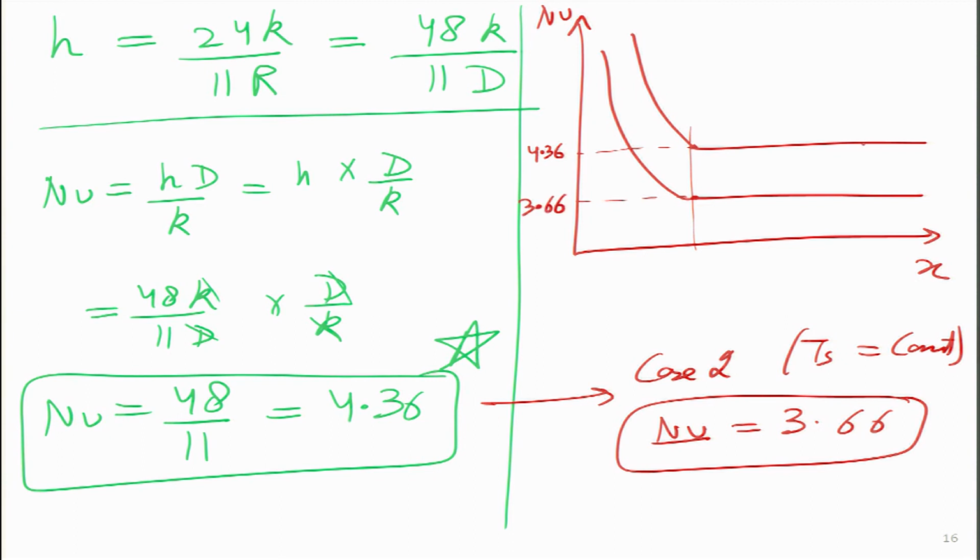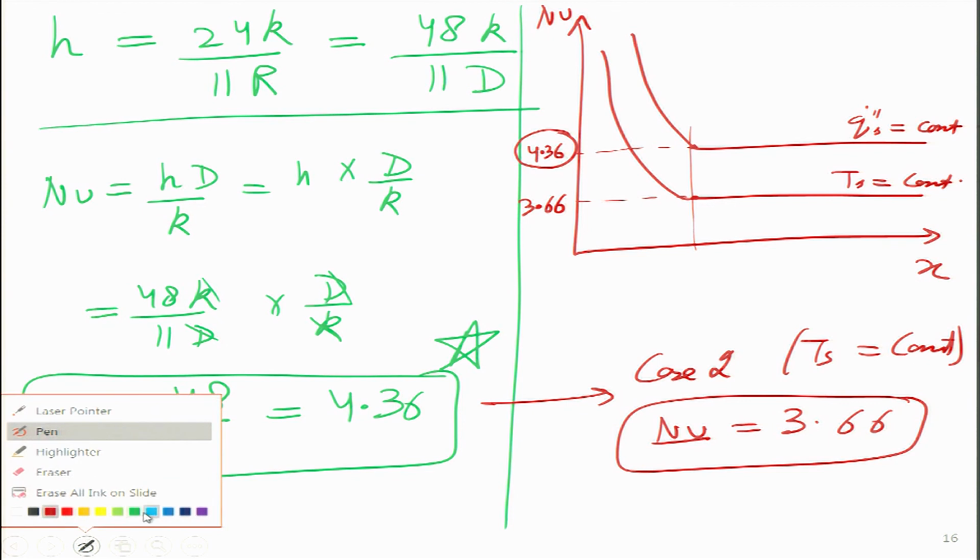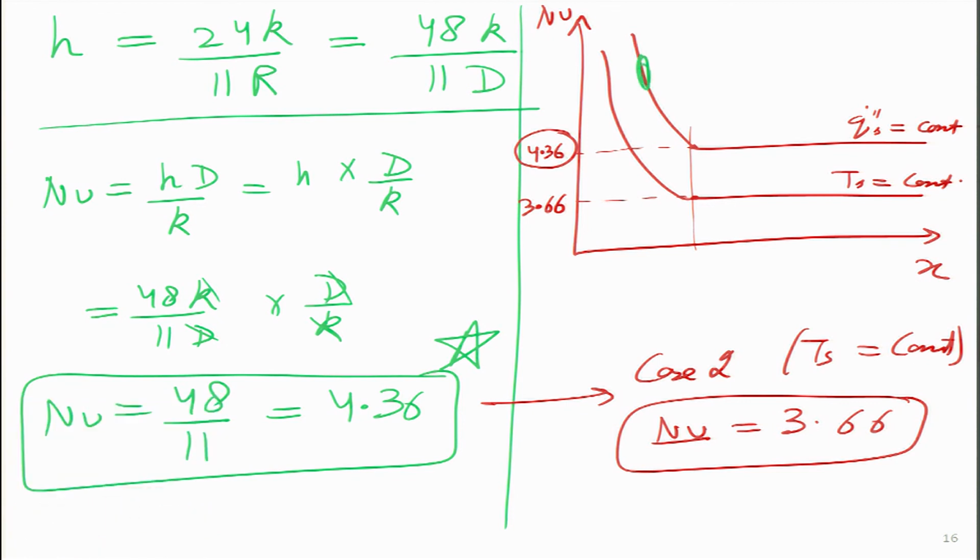This is the case where Q dot S is constant and this is the case where Ts is constant, which means the fully developed laminar flow Nusselt value is a constant 4.36. But if I want to increase it, if I want to make it slightly higher in this region or in this region, then I have to go into the entrance region.